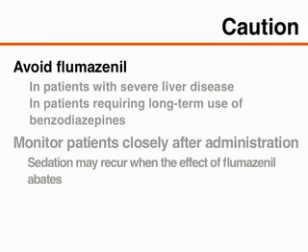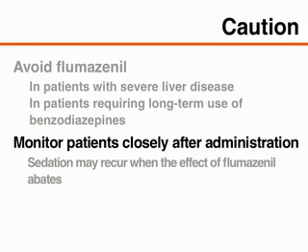You should avoid giving flumazenil to patients with severe liver disease or to patients who require long-term benzodiazepine use, since the drug is associated with seizures. Patients given flumazenil need to be monitored closely, because they may become sedated again when the flumazenil effect abates.